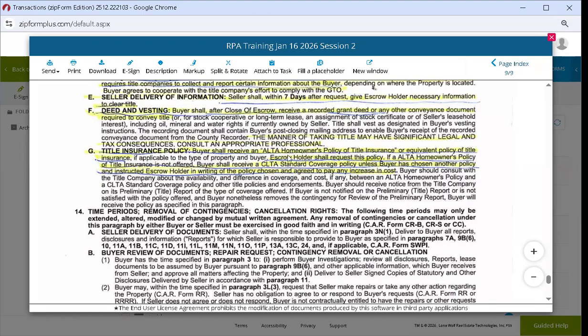So the buyer is going to receive an ALTA homeowner's policy or equivalent policy. If an ALTA homeowner's policy of title is not offered, the buyer shall receive the CLTA. I will have a title officer explain all of that. Again, I'm not an expert on it. I'm just telling you what the contract says.